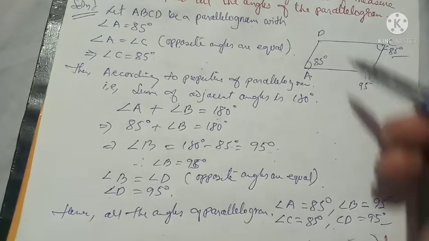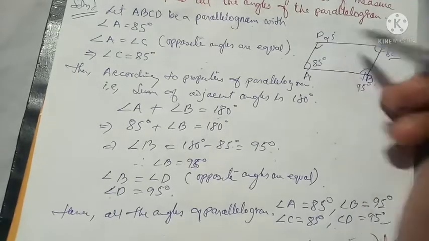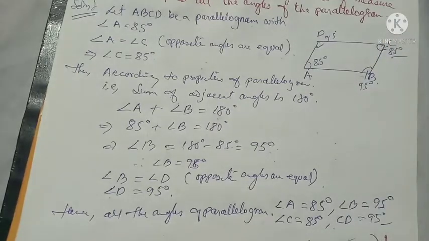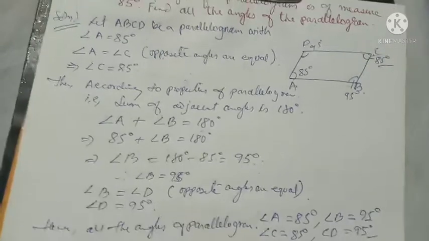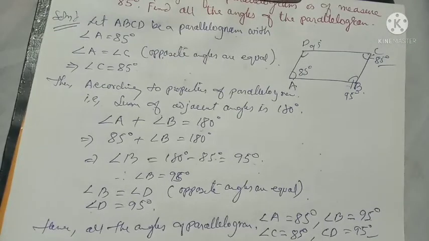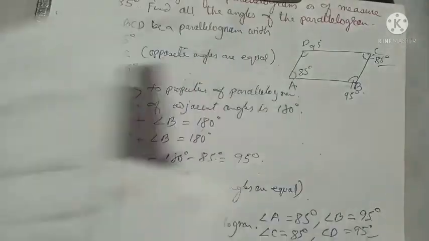Okay, this will be equal to 95 degree. We can find out all the angles of the parallelogram by using the properties of parallelogram. If only one angle is given, then we can find out all angles of the parallelogram according to their properties. We have discussed a few examples according to the properties of parallelograms, quadrilaterals. So this is the last part for this chapter number 2.